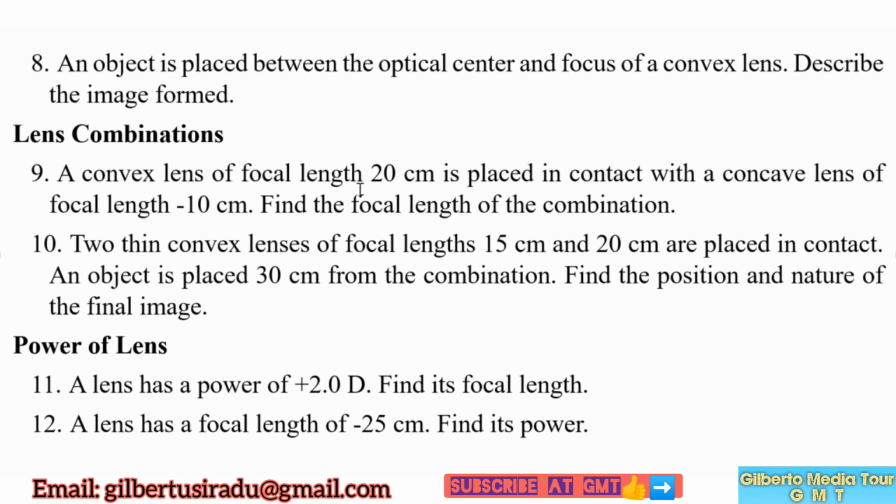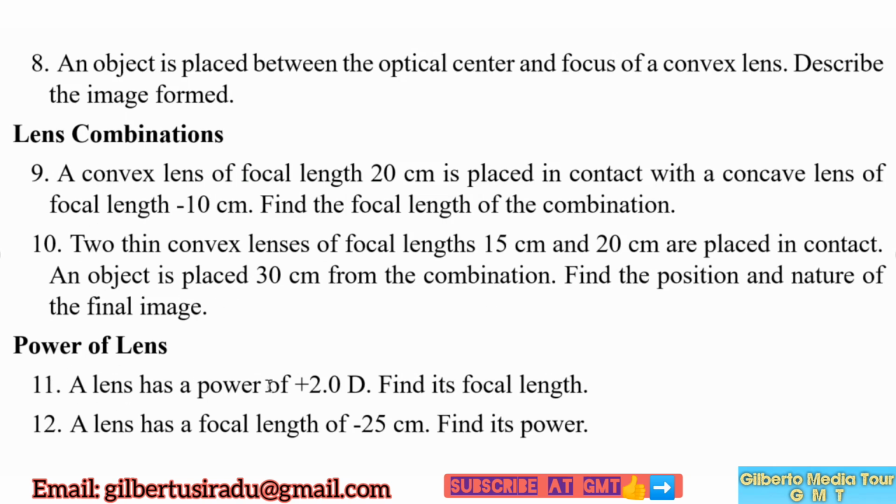Question 9. A convex lens of focal length 20 cm is placed in contact with a concave lens of focal length equal to negative 10 cm. Find the focal length of the combination. Question 10. Two thin convex lenses of focal length 10 centimeters and 20 centimeters are placed in contact. An object is placed 10 centimeters from the combination. Find the position and the nature of the final image.